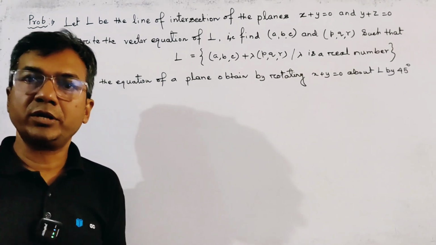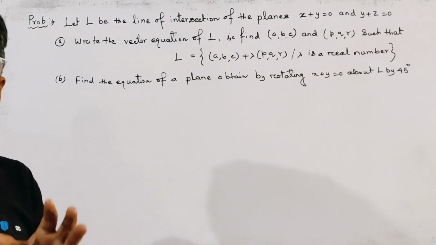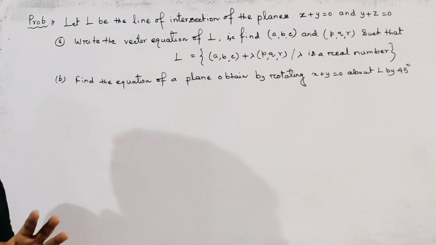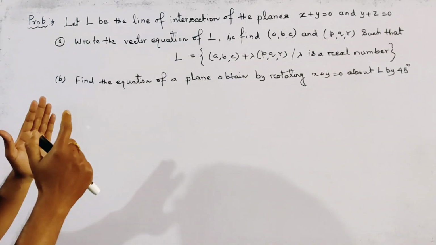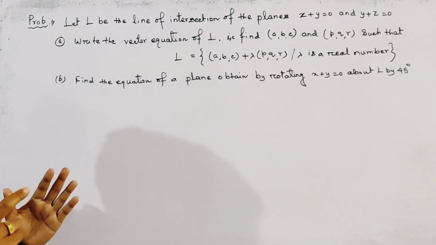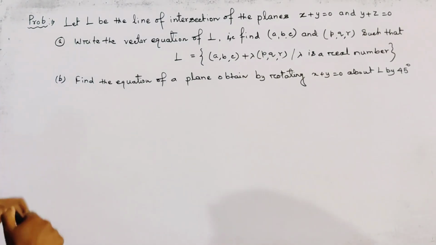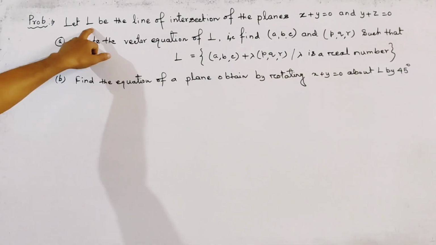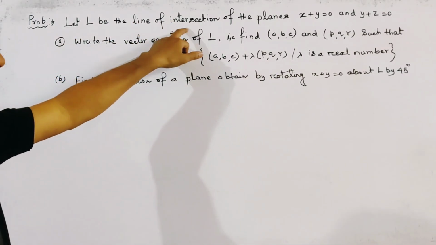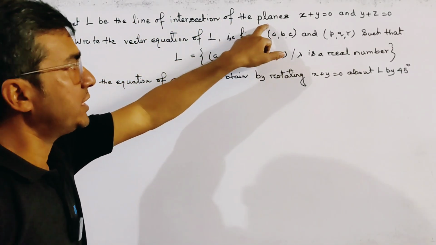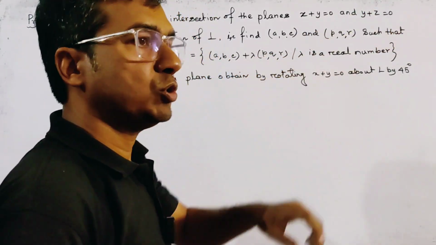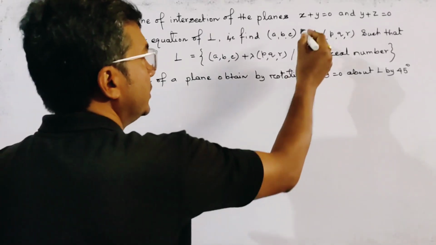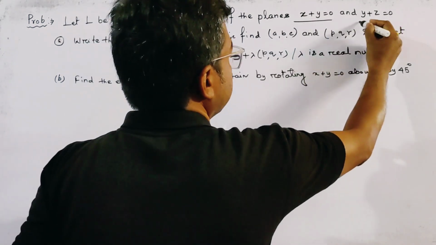In this lecture, we are going to discuss the solution of a very important problem of three-dimensional geometry. Basically, this is from the chapter plane and straight line. The problem is: let L be the line of intersection of the planes x + y = 0 and y + z = 0. Two planes are given, and the equations are these.